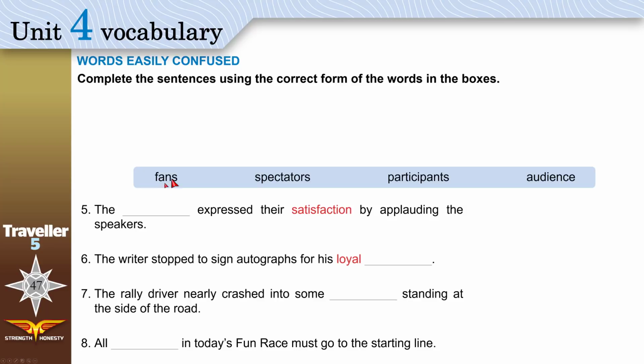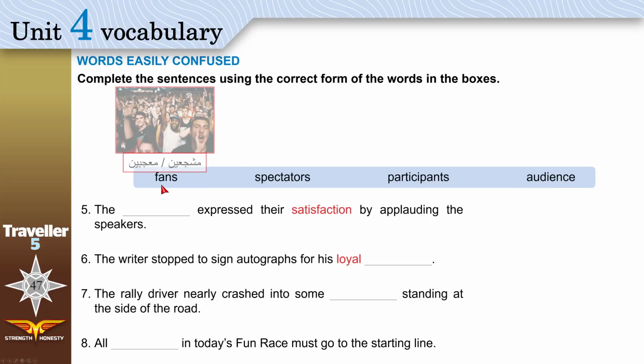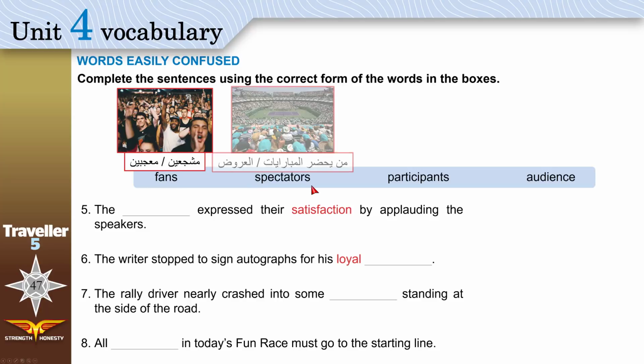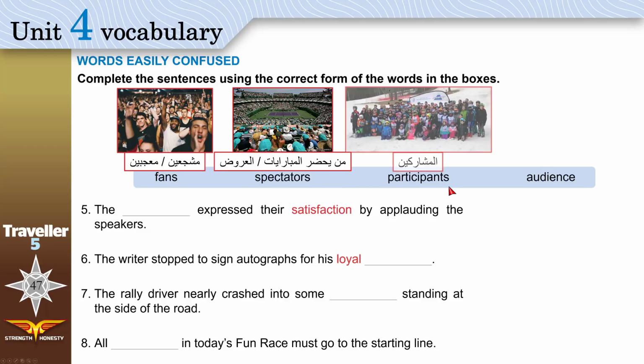Next group, we have fans, spectators, participants, and audience. All of them are nouns and all of them are related to people, human beings. Fans, people who have great interest in sports or music or movies. They are fans if they are very interested in these things. Spectators, people who go and attend an event like sports. If you go to the stadium and watch, then you are a spectator. Participants, people who are involved in an event, who take part in an event.